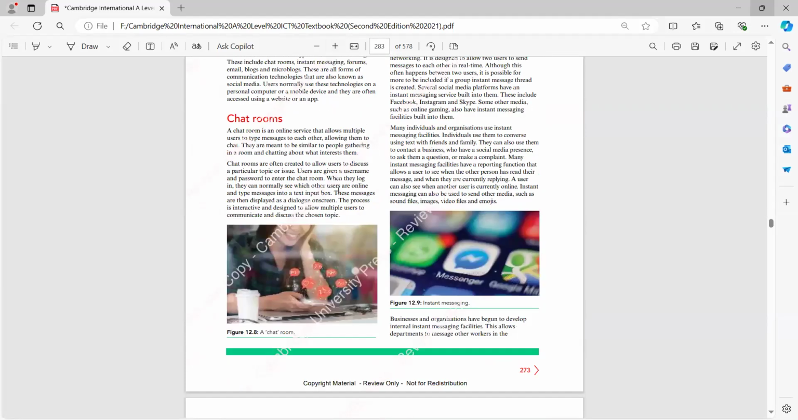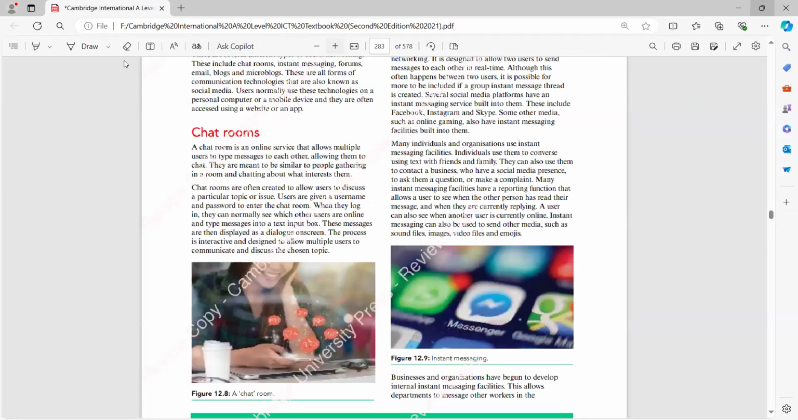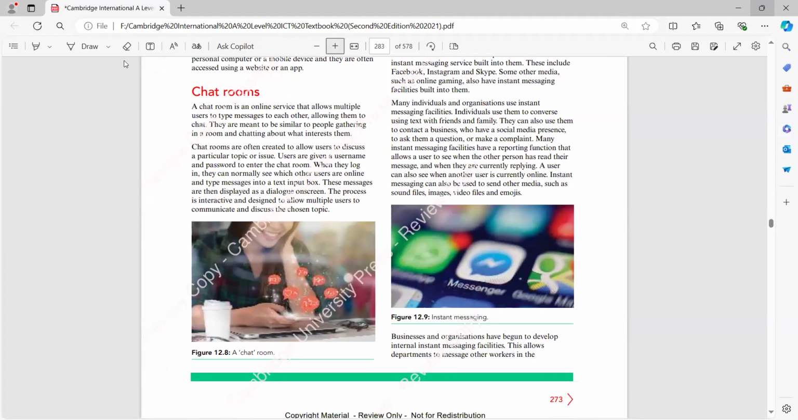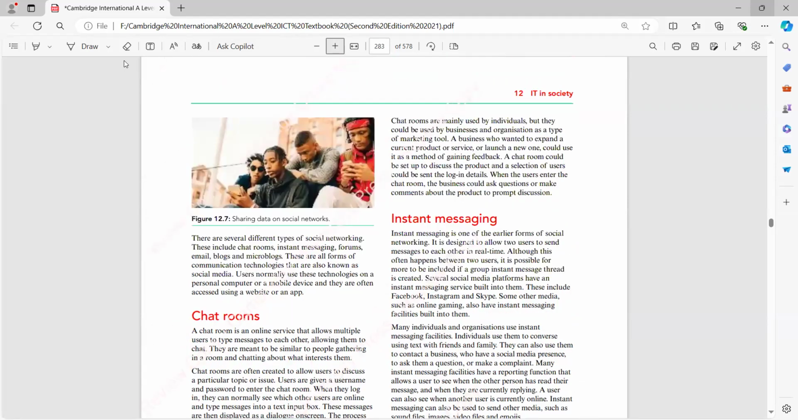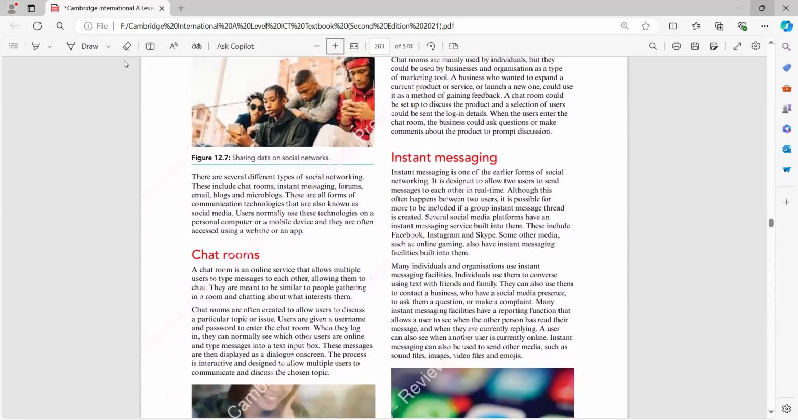The first example is your chat rooms, and you're quite aware of that. A chat room is an online service that allows multiple users to send text messages to each other, allowing them to chat with each other. They are meant to be similar to people gathering in a chat room or messaging them. This is really simple. They can be used by individuals, organizations, and businesses for getting feedback or for having a discussion. In chat rooms, you can meet people from all over the world.